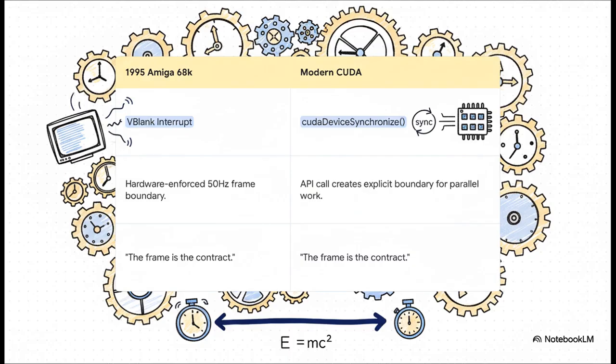Exhibit A, time. The Amiga game used a hardware signal called the V-blank interrupt to lock its game loop to a perfect 50 frames per second. The frame was the contract. Fast forward to today. In CUDA, the language for GPUs, there's a command called cudaDeviceSynchronize. And what does it do? It creates a hard boundary, making sure all the parallel work is done before the next frame of computation begins. It's the exact same contract.